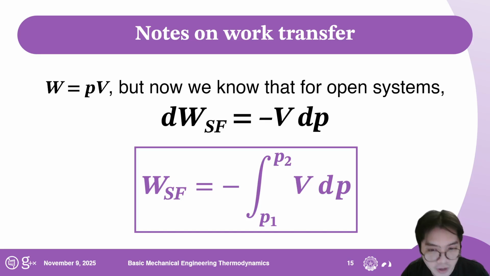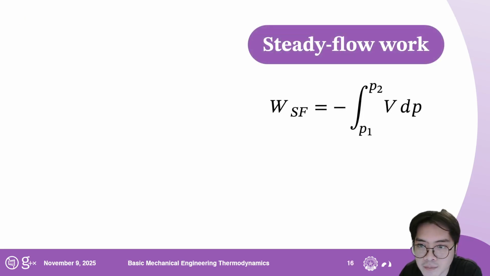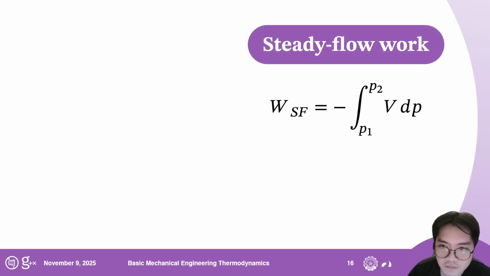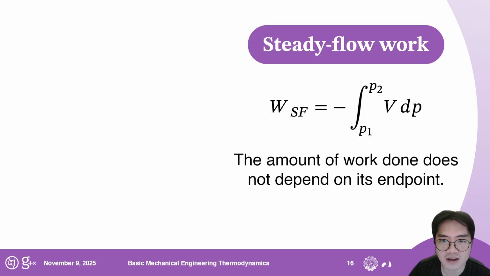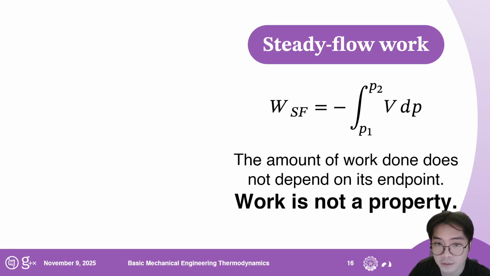And so now that we are armed with this information, we can proceed. The thing about this steady flow work is that it is now in terms of pressure. So we just think about things in a slightly different way. Notice that, again, the amount of work does not depend on its endpoint. Work is not a property.